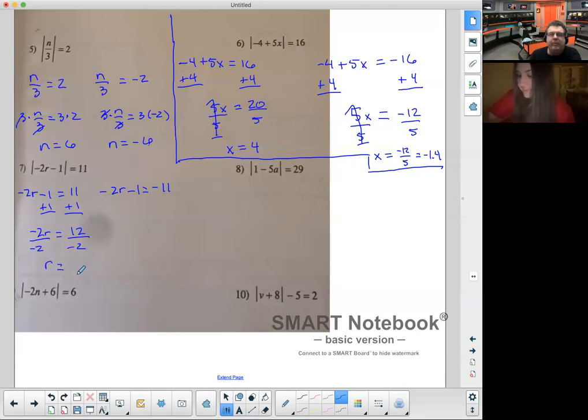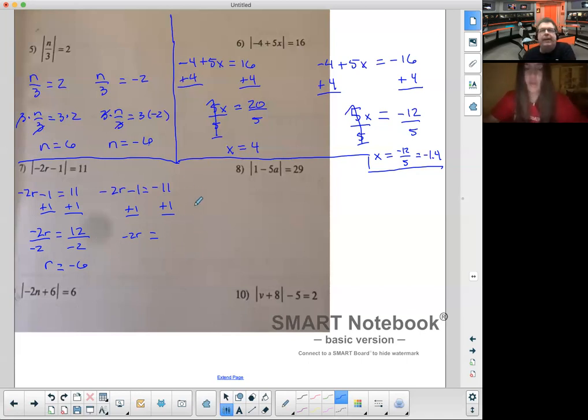So that's 0, and then negative 6. There you go. And then same thing on the other side. Good. But now it's negative 11. Uh-huh. So negative 11 divided by 2.